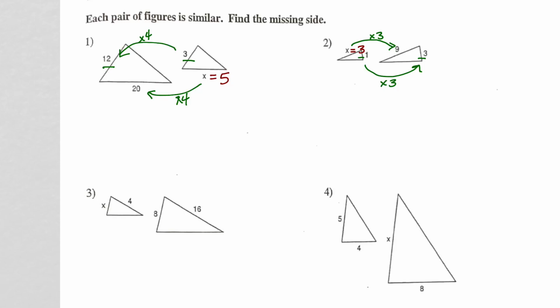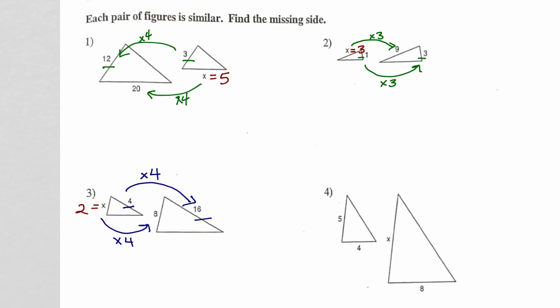So let's look at another problem, okay? In number 3, I always look for the corresponding sides that have the two numbers. In this case, it would be 4 and 16. And I think to myself, 4 times what will give me 16? Okay? 4 times 4. So what times 4 will give me 8? All right? If you said 2, you would be correct.